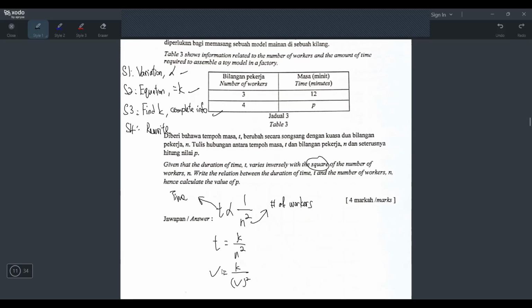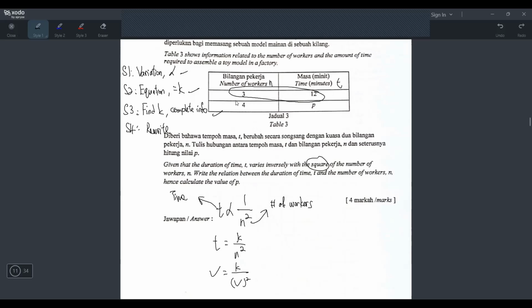Right? So it means you need both T and N. In the question, do they give both T and N? Okay, the number of workers I already said is N, so this is N. Time is T, right? So tell me now, is there T and N? There is, right? T is 12, N is 3.